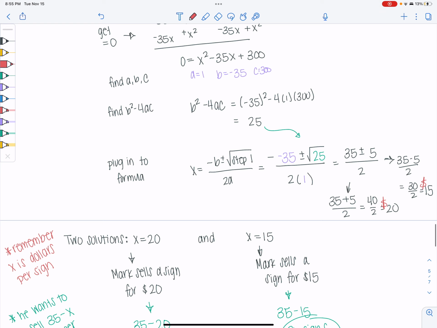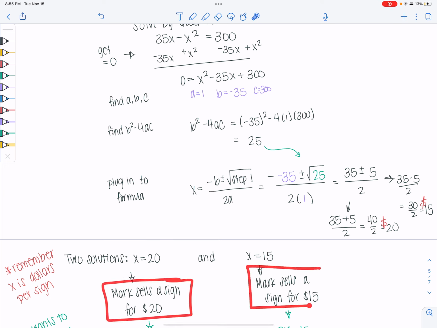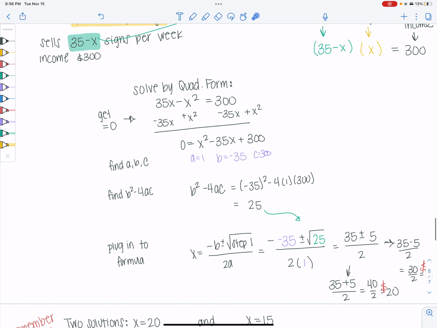So here are my two solutions. I got a solution of X equals 20 and X equals 15, which means Mark sells one sign for $20 or Mark sells one sign for $15. Now, to figure out which one's going to yield the smaller number of signs, think of a small business. If I can make $300, I want to sell the smallest amount of signs to get that money, because that's going to be more money in my bank, more money in the pocket.